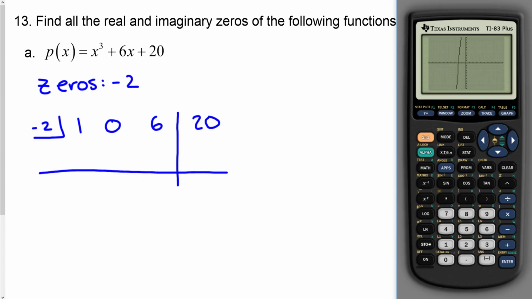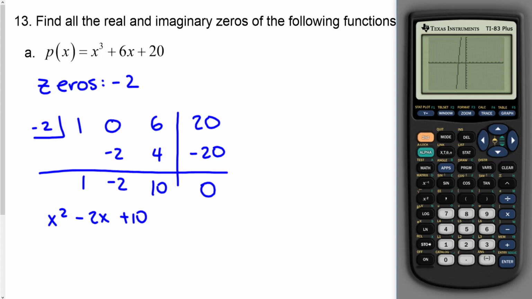Now, if I do my synthetic division, bring the 1 down. -2 times 1 is -2. These add up to -2. -2 times -2 is 4. These add up to 10. -2 times 10 is -20. And those add up to 0. So the remaining polynomial that I have is x squared minus 2x plus 10. And it still has the same remaining 2 zeros as my original polynomial.